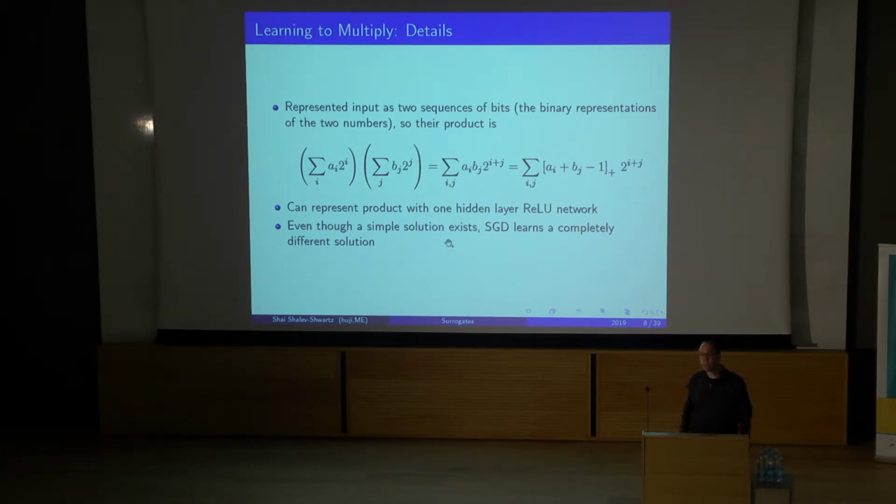So even though a simple solution exists, SGD learns a completely different solution that also fits the data. Yeah? There was no fitting problem. There was an overfitting problem.